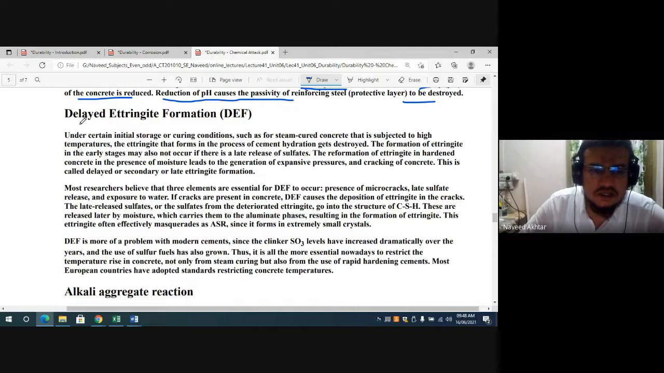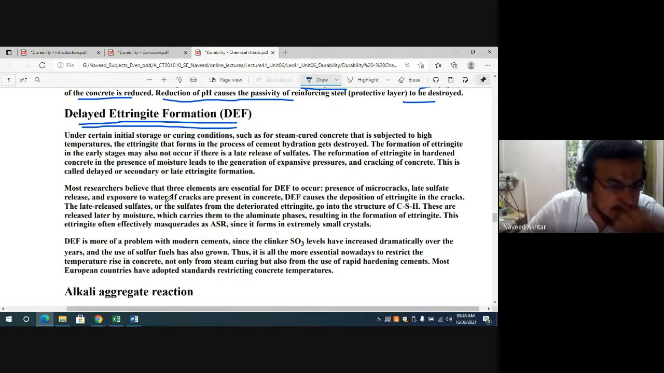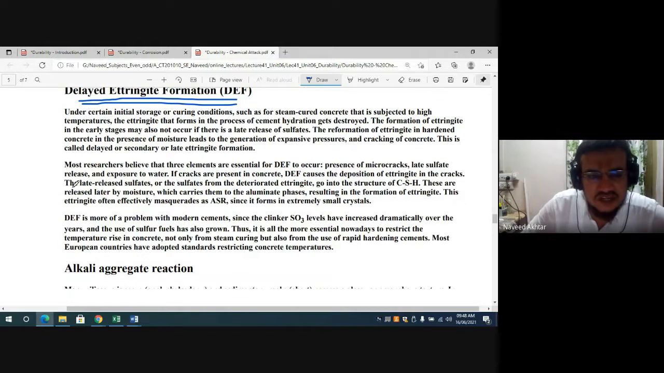Delayed ettringite formation. The ettringite formation during the process of manufacturing of the concrete is good and that can be done. But if it is delayed, then many such harmful effects will be there.